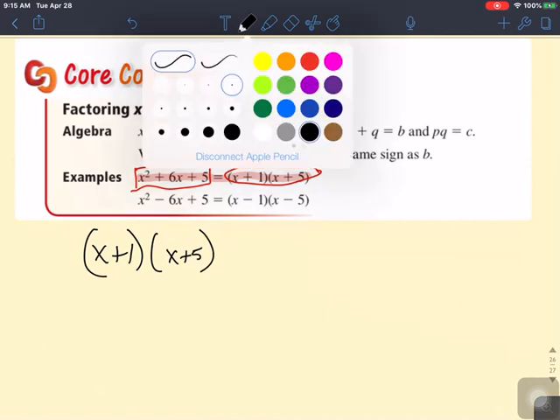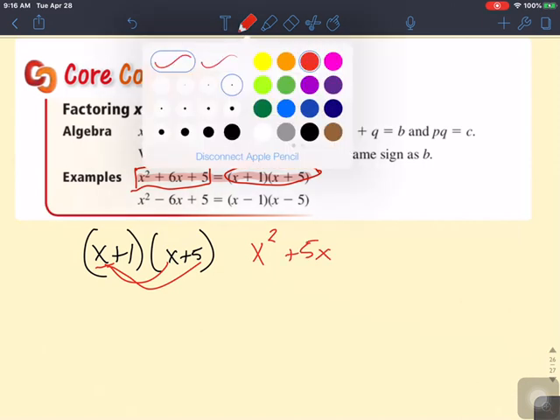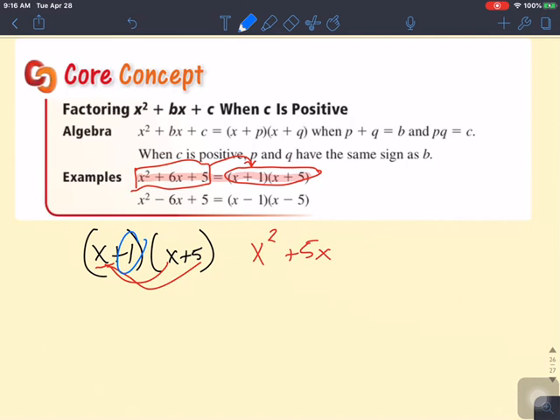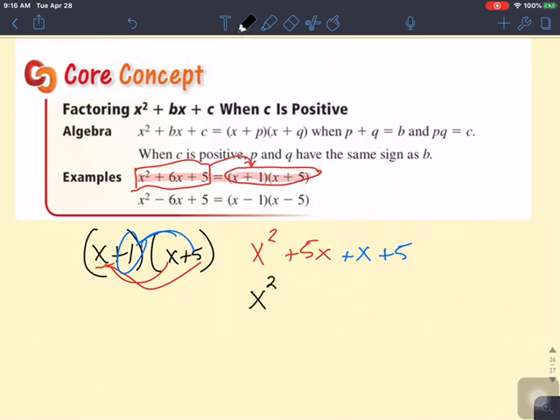And so we've done this enough to know that I'm going to use the distributive property. I'm going to multiply x times everything on the right. So x times x is x squared. x times 5 is a positive 5x. And then we'll switch up colors here, and then we'll distribute this 1 times everything over here. 1 times the x is x, and 1 times the 5 is 5. And so if you put that all together, you get x squared, you're going to add these two together or combine them, plus 6x plus 5.